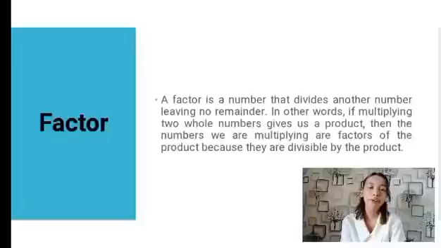Number 5. A blank is a number which can divide another number without leaving a remainder. The answer is a factor. A factor is a number that divides another number, leaving no remainder. In other words, if multiplying two whole numbers gives us a product, then the numbers we are multiplying are factors of the product because they divide the product.